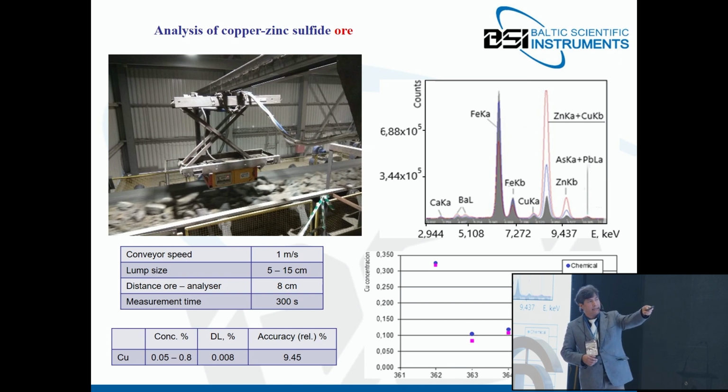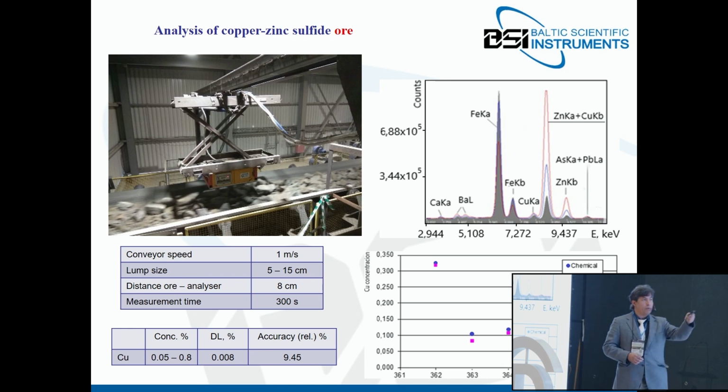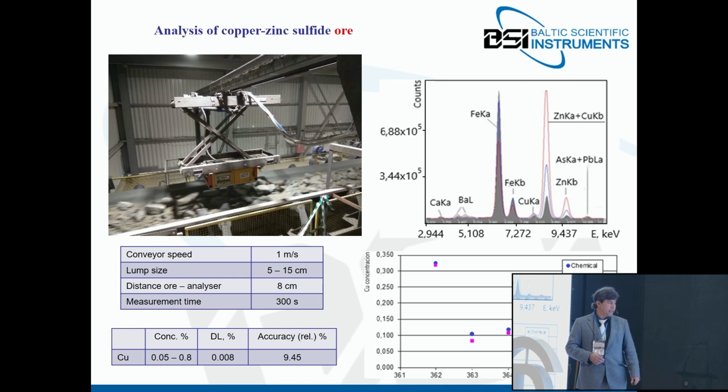In this case, we see the elements that are detected, and our interest here is the copper. We see a small peak of copper here, because the range of concentrations is from 0.05 to 0.8. The detection limit was very low, like 0.008%, which allowed us to have very good accuracy also. Here in the picture, you can also see the comparison of the results from the laboratory with the analyzer.